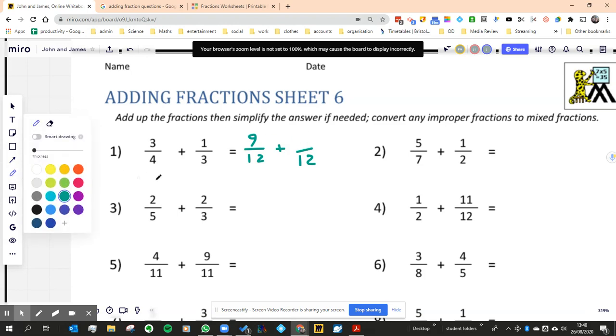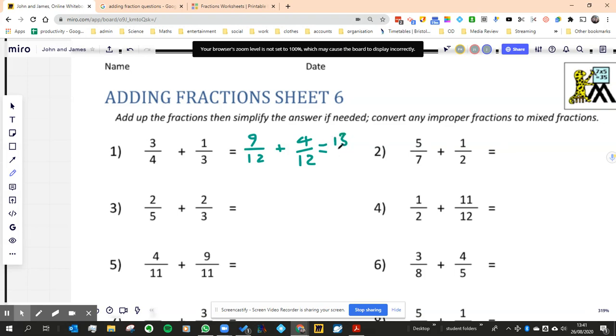So how did I get the bottom 3 to 12? I multiplied by 4. So I do that. Okay. So 3/4 is the same as 9/12. 1/3 is the same as 4/12. All right. Now adding those numbers together will be 13 over 12. And that's your answer for that one.